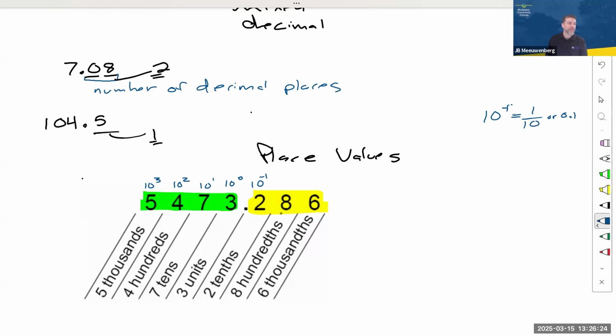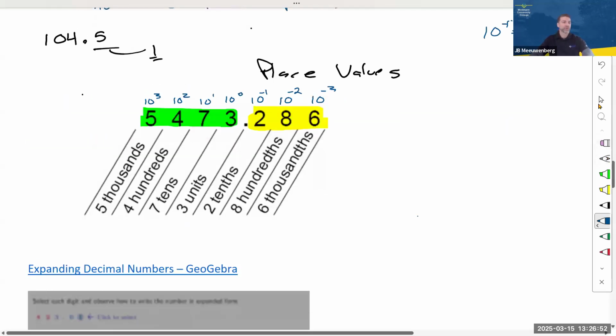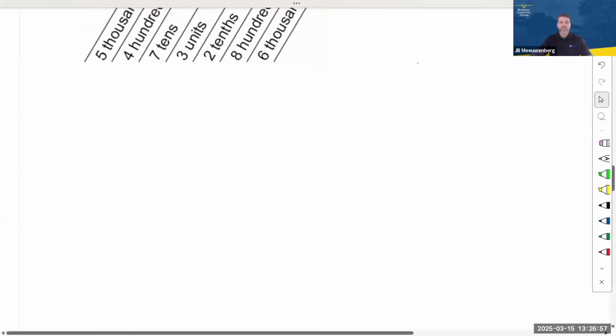When we are in this next place, the 8 is in the hundredths place, and the hundredths is 10 to the negative 2 place value. And then the 6 is in the thousandths place, so that is 10 to the negative 3 place value. It's important for us to recognize the names of those place values so we can properly read our decimal numbers, and that's what we're going to get into momentarily.